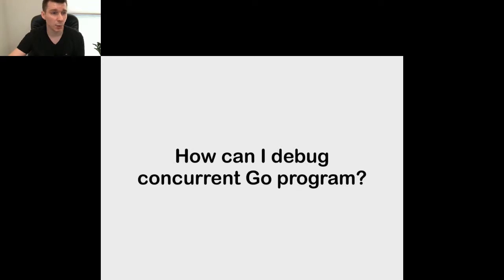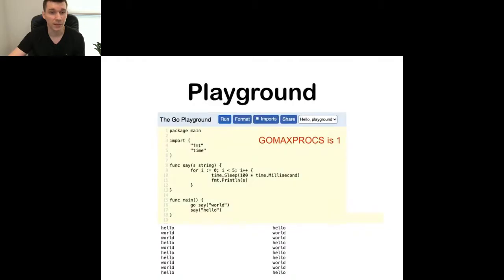In one of my talks, a person from the audience asked me: okay, we can debug any program, but how can we debug a concurrent program? The first idea you can suggest is using the Playground. You can create a small program like I did and run it in the Go Playground, a place where we can run different programs. As you can see, the output is the same each time you run your program.